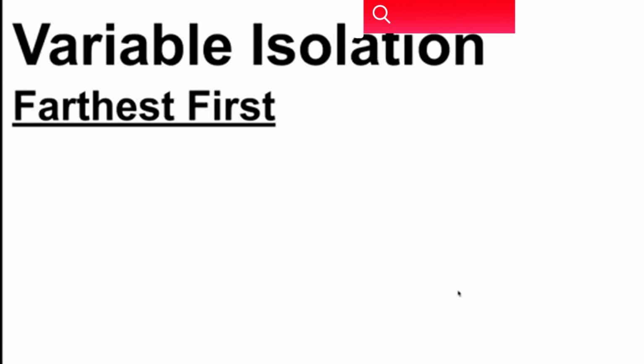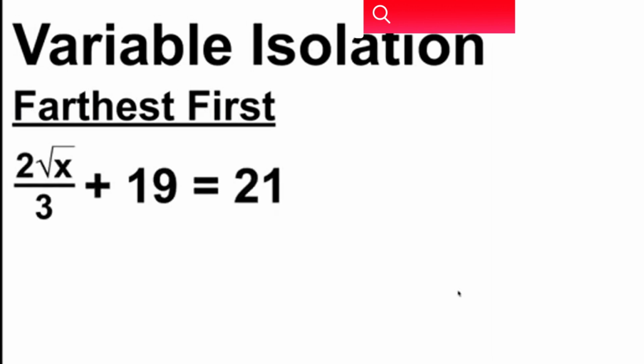There is a general principle that we have to follow when we're isolating variables, and that is remove numbers that are the farthest away from the variable first. So for example, if we look at this equation, we've got 2 times the square root of x divided by 3 plus 19 equals 21. I want to get that 19, that 3, the 2, and the square root all out of there so the x can be by itself as its own entity.